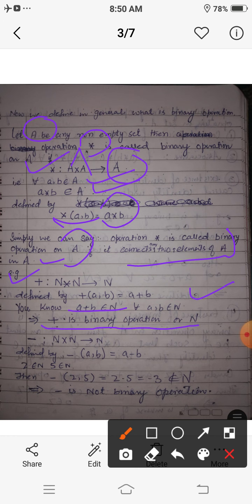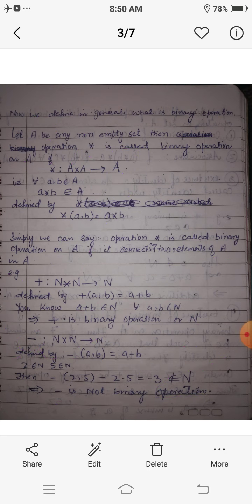Again, if we consider subtraction, that is minus from N cross N to N defined by minus of (a, b) equals a minus b, this subtraction is not a binary operation, because 2 belongs to N, 5 belongs to N. Minus of (2, 5) by definition is 2 minus 5, which is minus 3. Minus 3 is not natural, so this means that minus is not a binary operation.